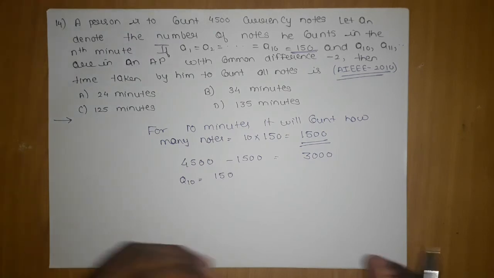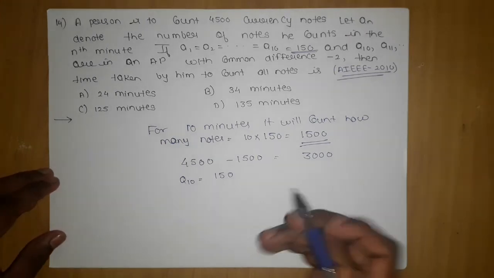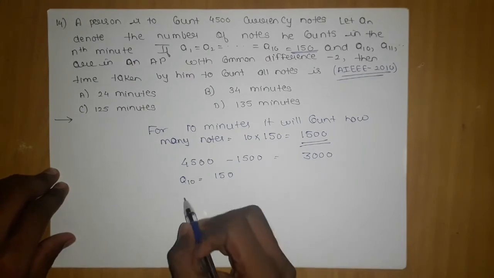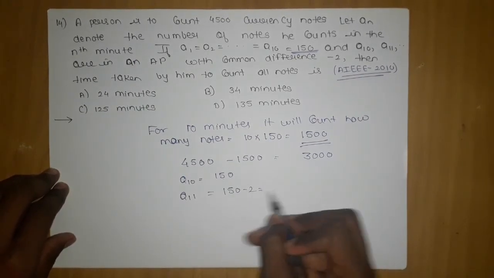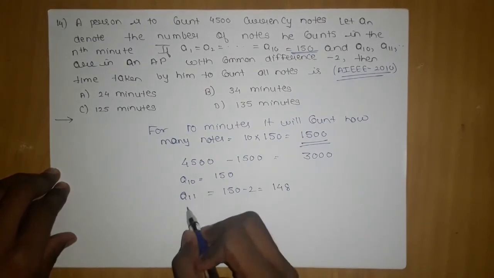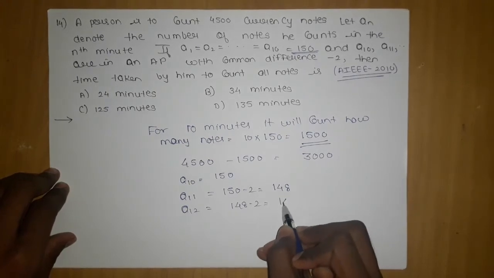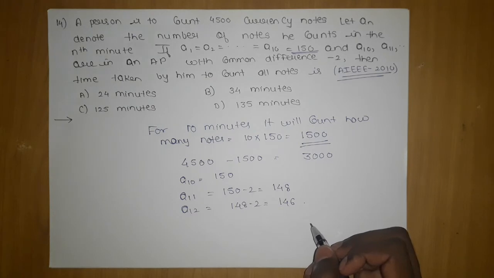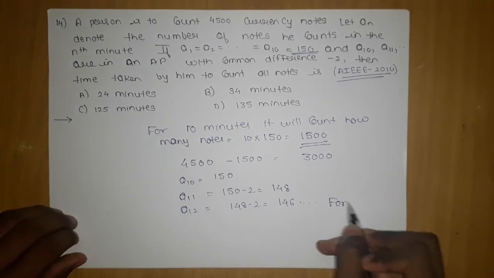Okay, what the thing is, if my A10 is 150, since it is decreasing 2 notes every time, at A11 minute it will be 150 - 2, which is nothing but 148. And at A12 it will be 148 - 2, which is 146, and this pattern will go on. So we want to know, suppose he keeps on counting for nth minute.